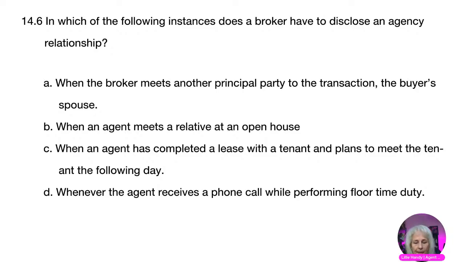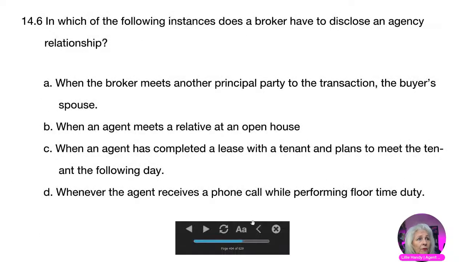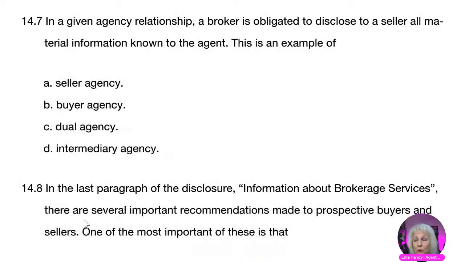14.6, the answer is A. When the broker meets another principal to the transaction, the buyer's spouse. So they're already under contract or a listing, and the other party's spouse comes in, they have to disclose the relationship. When an agent meets a relative at an open house, nah. When an agent has completed a lease with a tenant, it's already complete. And plans to meet the tenant the following day, they've already discussed it. Whenever the agent receives a phone call while performing floor time duty, they still don't have a property in mind, so don't disclose yet. However, if ever in doubt, say, hey, I represent the seller, or I am open to represent you.